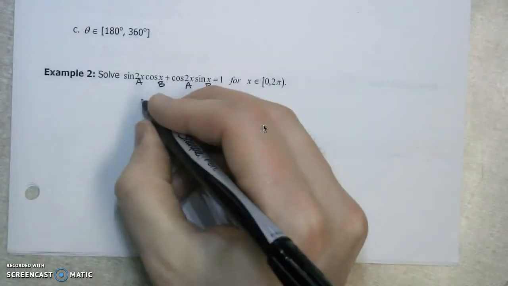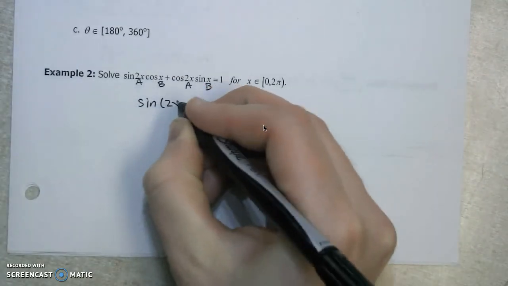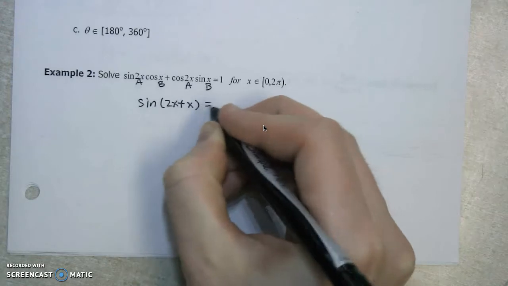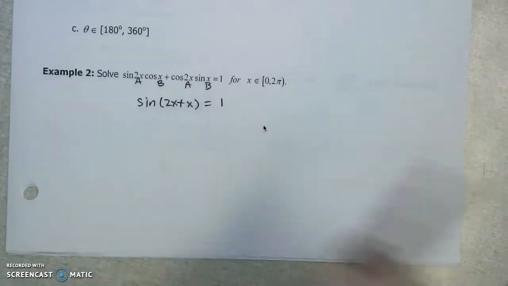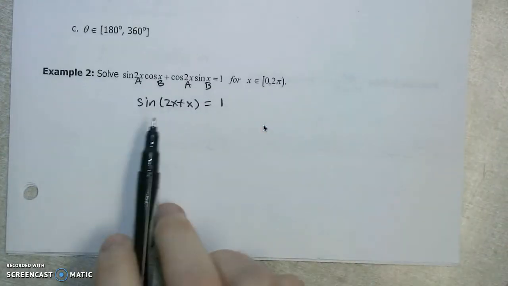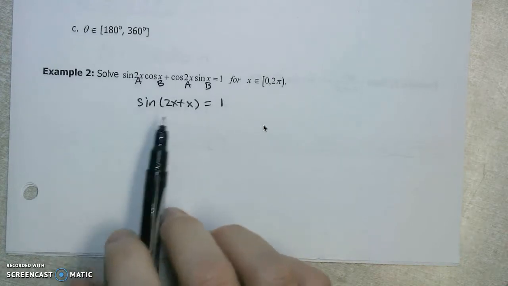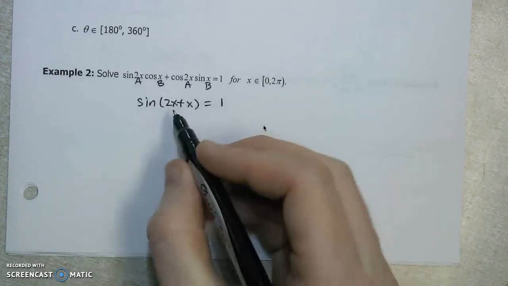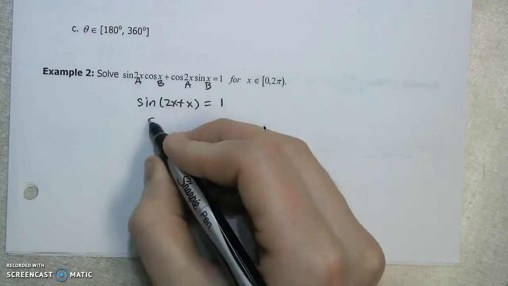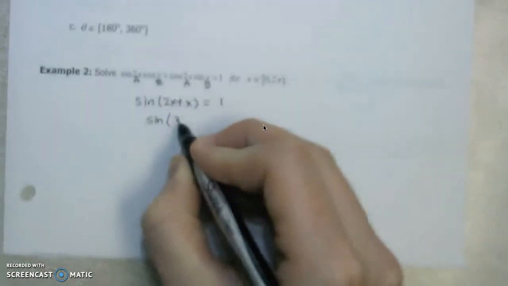So we can rewrite this as sine of 2x plus x, which is really nice because now we've gotten rid of a bunch of cosines and a bunch of x's, and we've condensed it down to something really small that we can actually isolate x in. Here, 2x plus x can go together. That would make 3x.